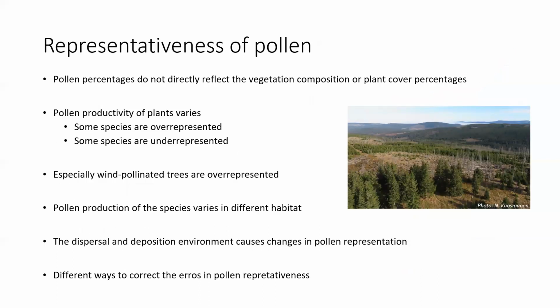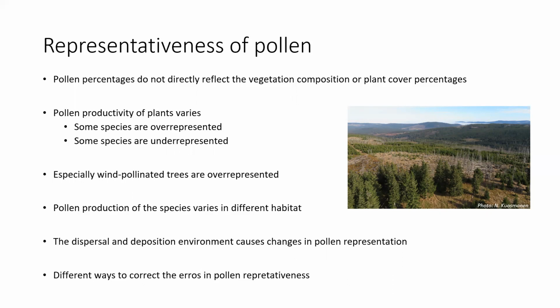Then there's the representativeness of the pollen. Basically, as already said, the pollen percentages do not directly reflect the plant cover percentages. There are also changes in the pollen productivity. Some species might be overrepresented, some species underrepresented. So basically this means that, for example, some species have less pollen, but can be more represented in the actual vegetation.